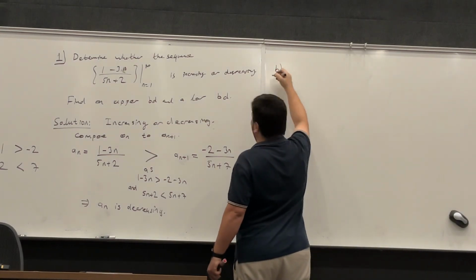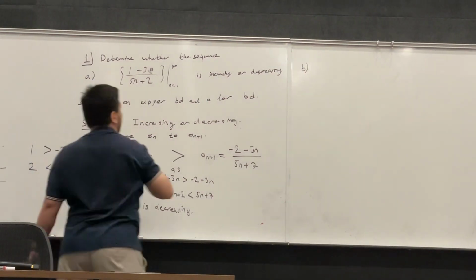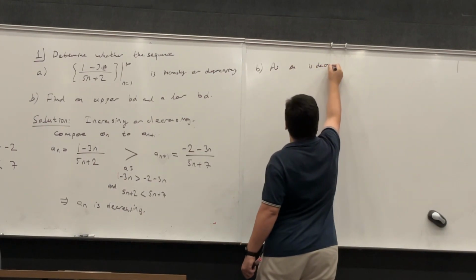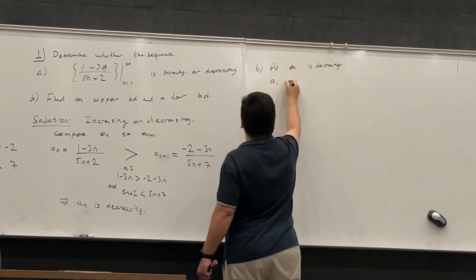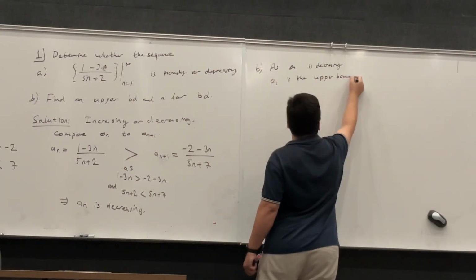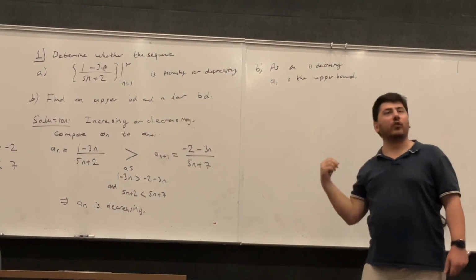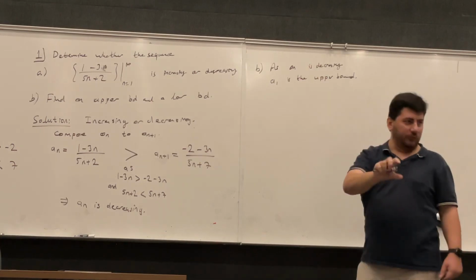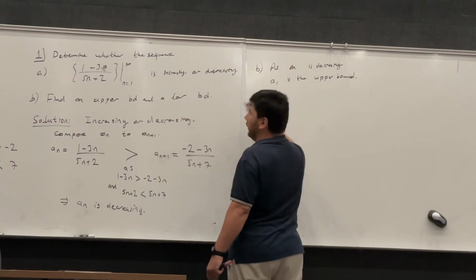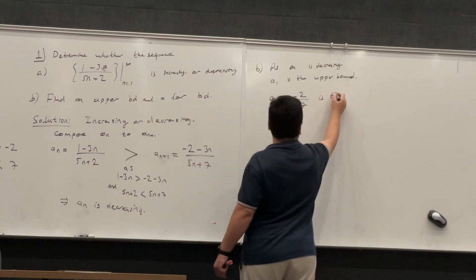So, second part. This is part A. This is part B. As an is decreasing, A1 is the upper bound. If it's an increasing function, then the first element is the lower bound. So, what's A1? Minus 2 over 7 is the upper bound.